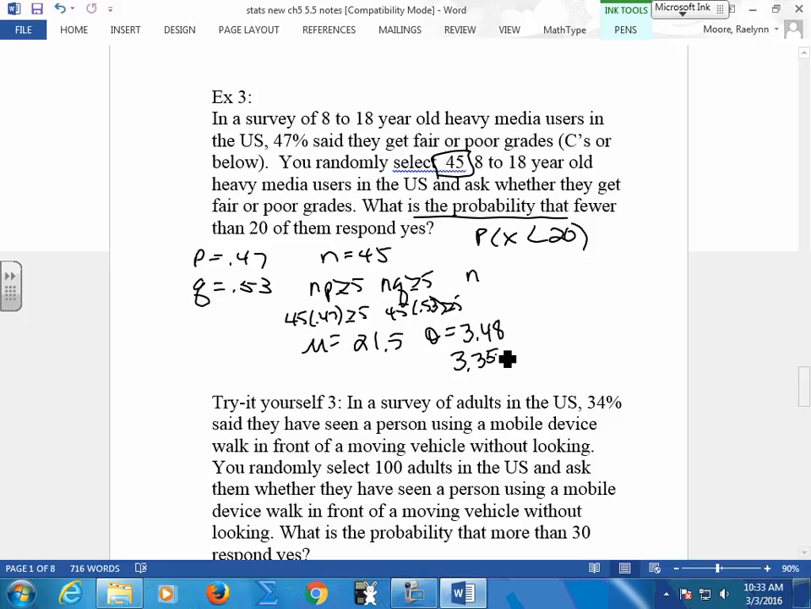So now we have a mean and we have a standard deviation. Now we can use your z-score formula. But before we do that, we just have to correct this for continuity. So if it's less than 20, I'm coming along, I get to 15, 16, 17, 18, 19. Do I count 20? No. So I take my upper one and it goes to 19.5. So my new probability statement says this. X is less than 19.5. This is the one that I use for my z-score formula.